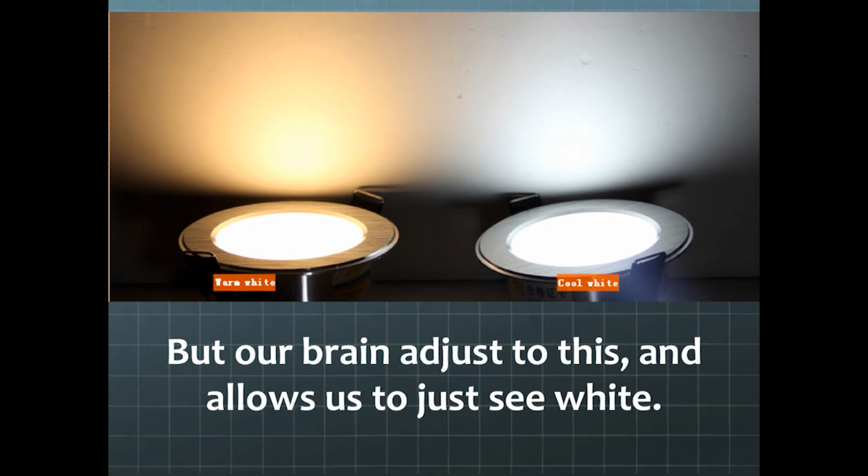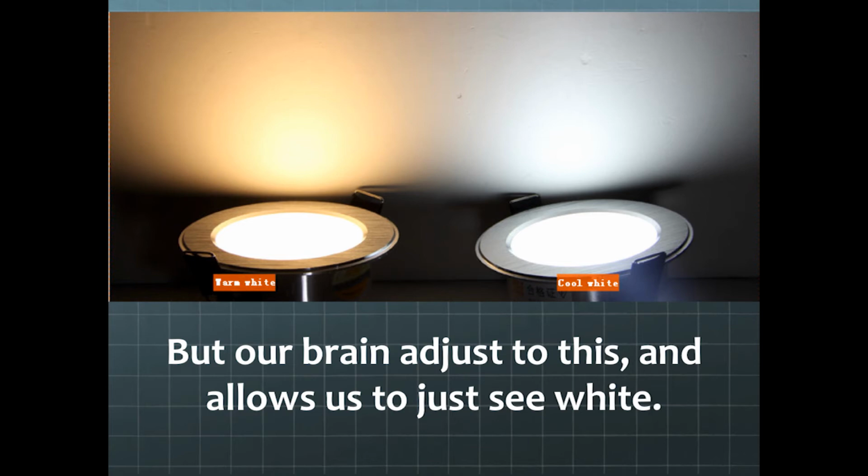Now, you may be wondering, hey, I've been outside. How come you're saying daylight's blue? Why doesn't it look blue to me? Well, the reason is because our brains adjust to this, because our brains want us to see things in a specific way. Our brains want us to see white.